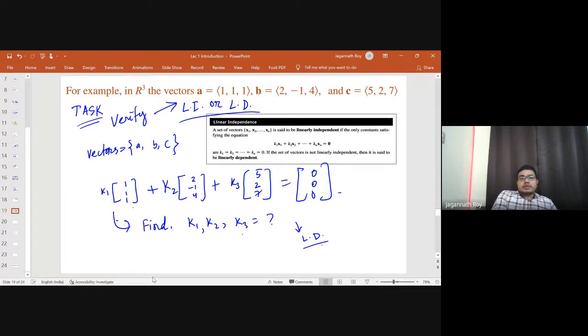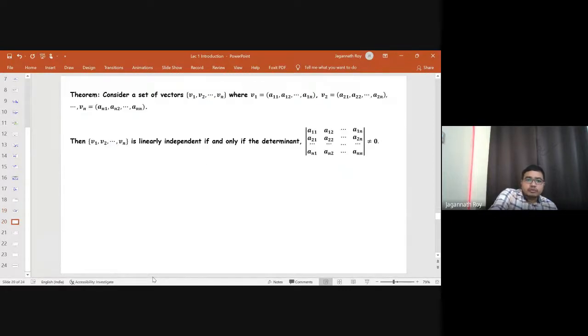Now, since this is a 3 by 3 system, you have three variables, k1, k2, and k3, and three equations. So it is easy to solve by hand calculation. But if it is a higher dimension, then what will we do? Then we have to use a strong tool, which is a theorem. So if you have n-dimensional vectors, P1, P2, up to Pn, belonging to n dimensions, all these n vectors.